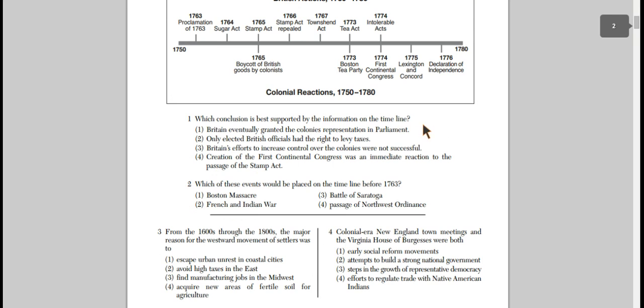So which conclusion is best supported by the information on the timeline? One, Britain eventually granted the colonies representation in Parliament. Two, only elected British officials had the right to levy taxes. Three, Britain's efforts to increase control over the colonies were not successful. Four, creation of the First Continental Congress was an immediate reaction to the passage of the Stamp Act.